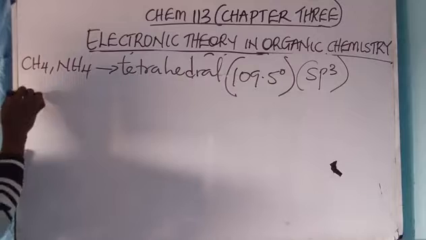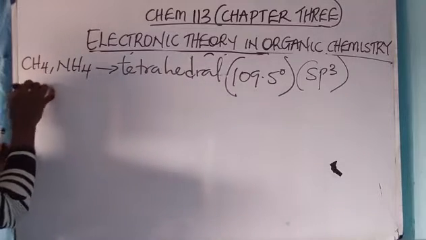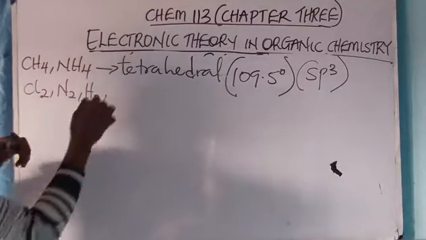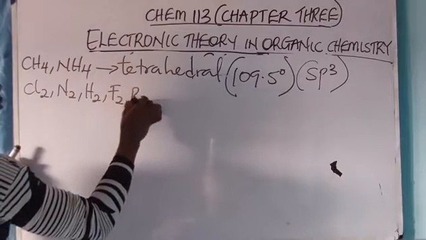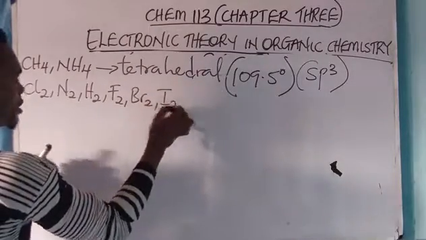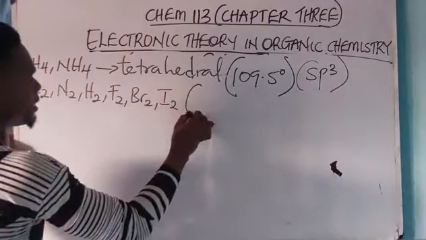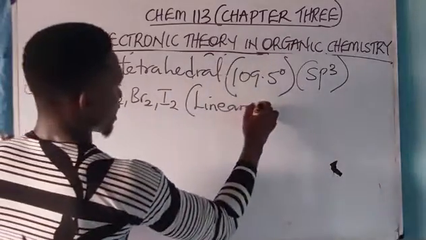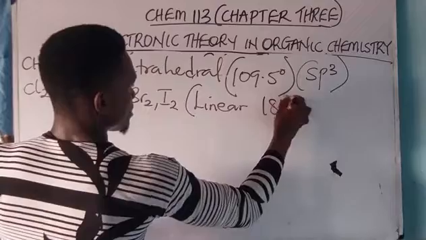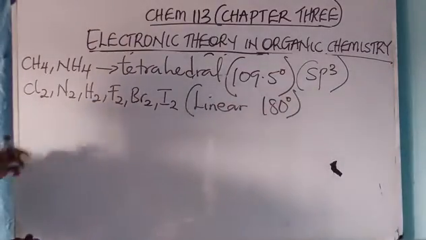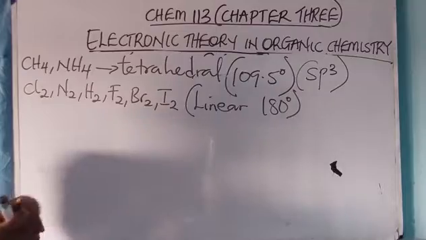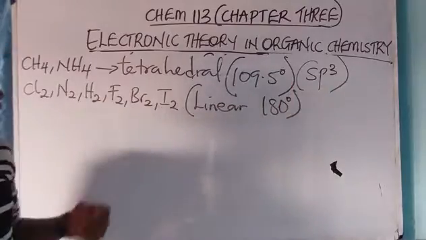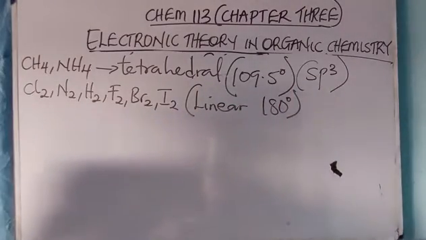sp3 what? Hybridized. Then certain diatomic elements like chlorine, nitrogen, hydrogen, fluorine, bromine, iodine, they are all linear in shape, and they have a bond angle of what? 180 degrees. Take note of that. All alkanes are sp3 hybridized. Then alkenes are sp2 hybridized.